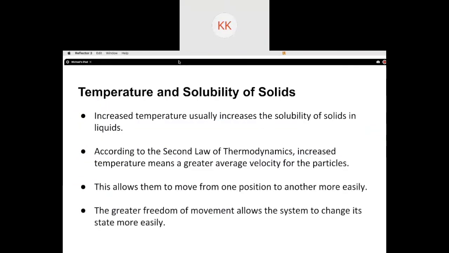So temperature and solubility of solids. Increasing the temperature usually increases the solubility of a solid in liquids. And this is according to the second law of thermodynamics, where increased temperature means a greater average velocity for the particles. As I increase the temperature, think about an ice cube.